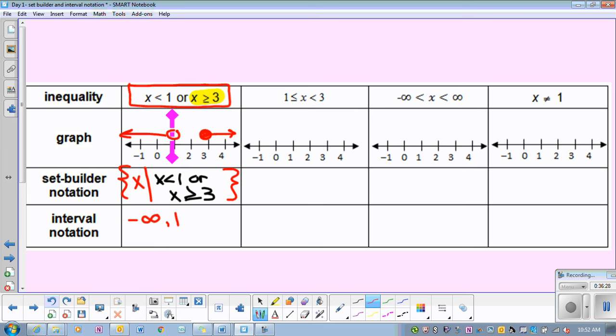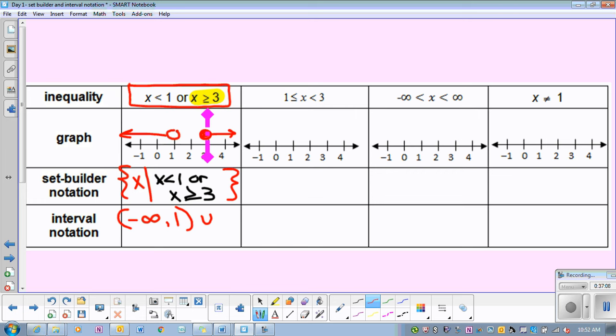So let's go fill this in. Around the negative infinity, I have to put parentheses. What about around that 1? Do I do parentheses or do I do bracket? Parentheses. Now, you still have a second piece to this graph, right? So, in order to show that you have more things, you have to put a little u. Okay? Put a little u, and then now we can start the next interval. Alright?